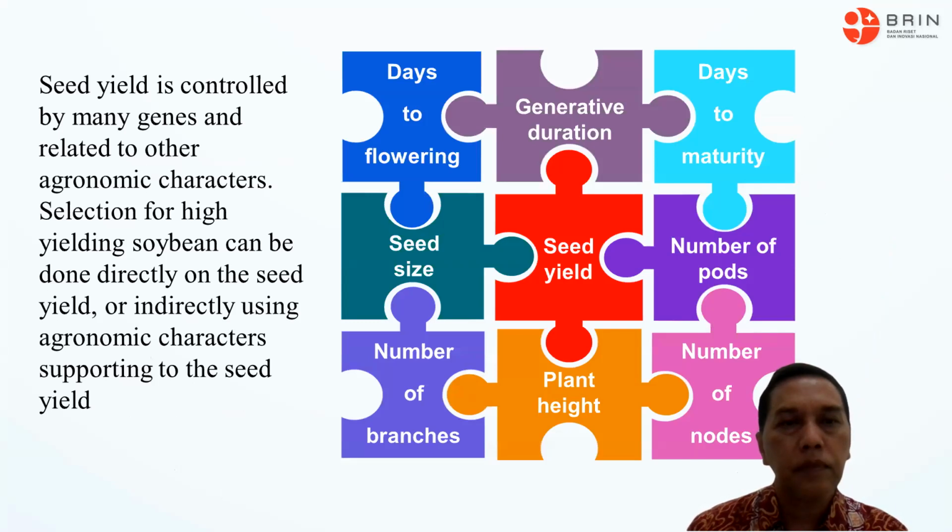Seed yield is controlled by many genes and related to other agronomic characters. Selection for high yielding soybean can be done directly on the seed yield or indirectly using agronomic characters supporting the seed yield.